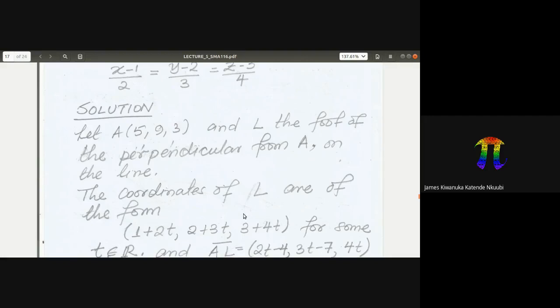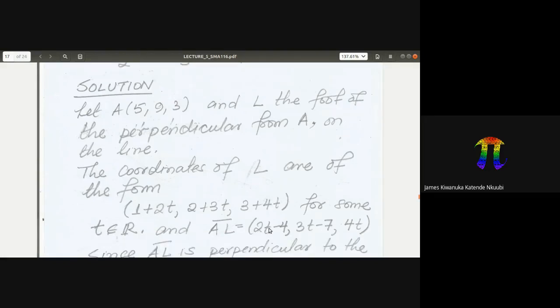And now get the vector AL. This will be the position vector for the vector AL. You'll obtain it like that because you know the coordinates of A, I think they are 4, 7, and 0. Is it correct? No, 5, 9, and 3. So when you subtract and simplify, you should get this: 2t minus 4, 3t minus 7, and 4t.